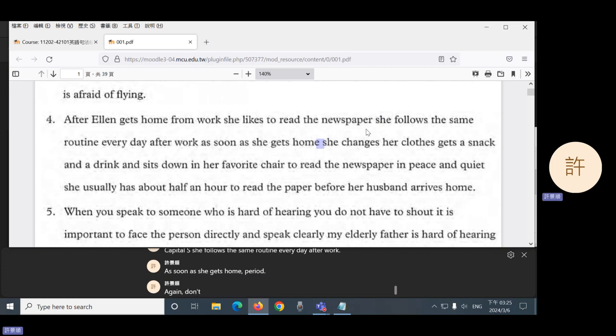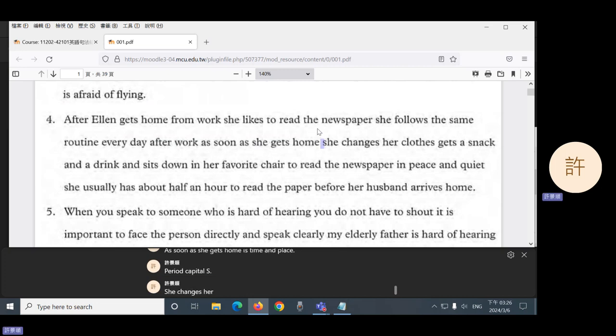Again, don't be fooled by this question. Subject is she, verb is follows, object is the same routine, and all of this stuff is everything else. Every day is the time, after work is also the time, as soon as she gets home is time and place. Period. Capital S.